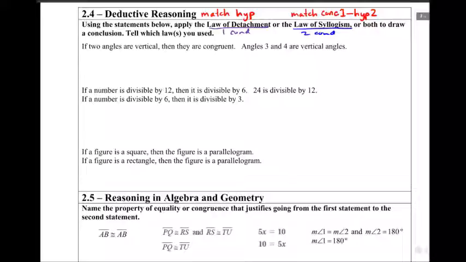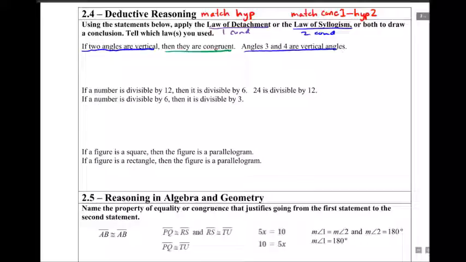First one says, if two angles are vertical, then they are congruent. Angles 3 and 4 are vertical angles. So let's use our colors. So our requirement, if two angles are vertical, then they are congruent. Okay, we have two separate ideas there. And now our statement here says angles 3 and 4 are vertical angles. Does that match one of what we have? Yes, it does. It matches our blue one here.